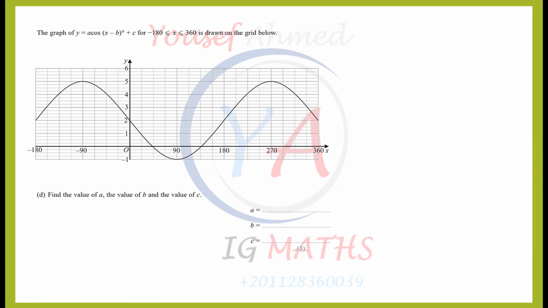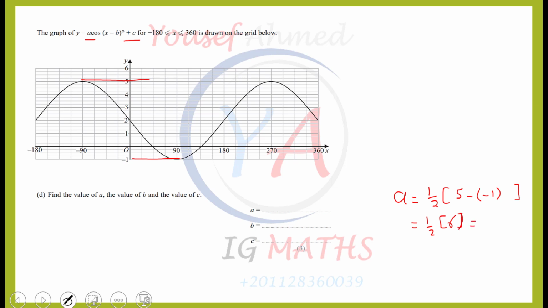Now we have a cosine, and here's a and b. We're going to work on the value of a. A is equal to half times maximum minus minimum. The maximum value is here at 5, and the minimum is at negative 1. So you have 5 minus negative 1, so it will be half times 6, which gives you 3. So the value of a, just keep it at 3. Regarding the negative or positive, we're going to see later on.